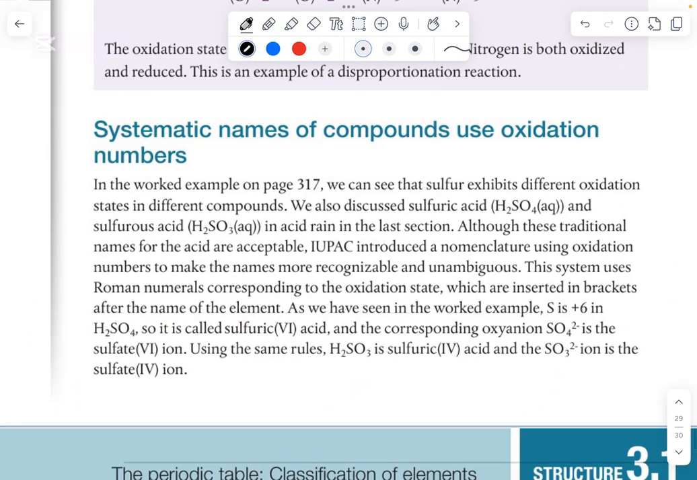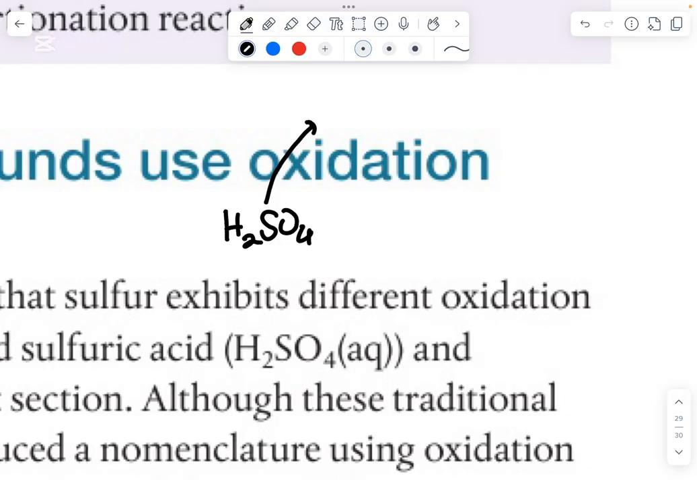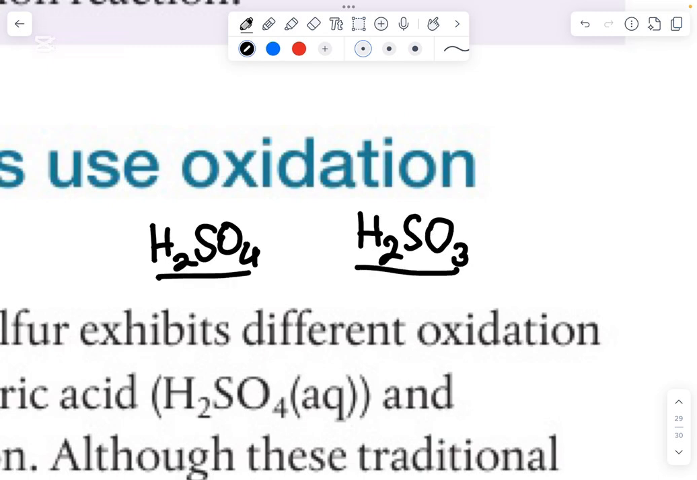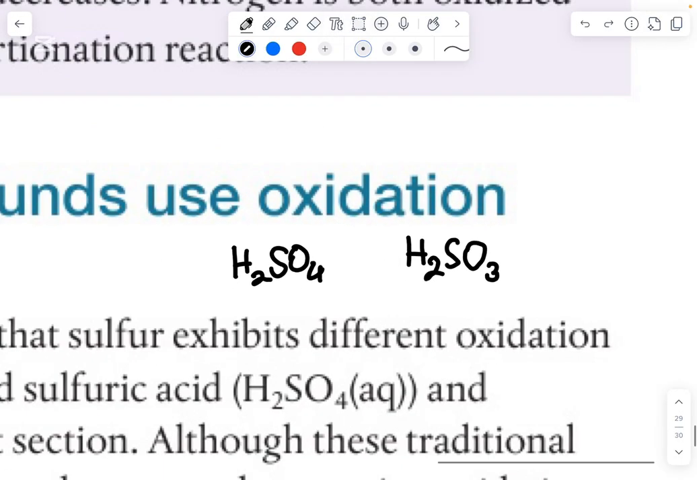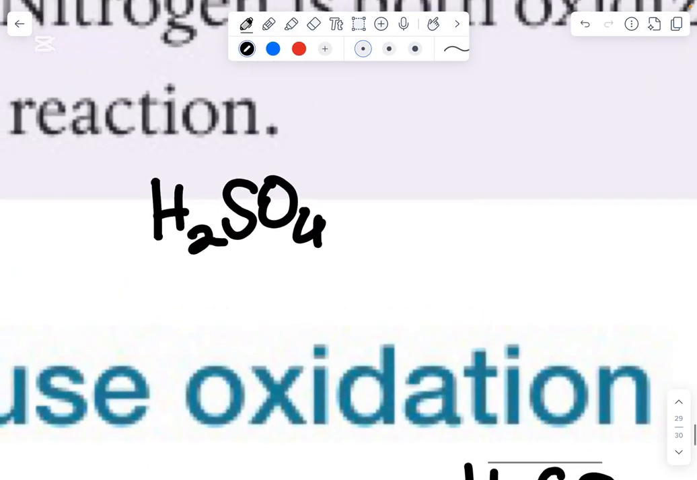Systematic names of compounds use oxidation numbers. So let's talk about sulfuric acid. Since sulfur can have a varying oxidation state, we go off of that to assign names. As you can see, both are sulfuric acid, but they have slightly different conformations. So let's talk about the oxidation state of sulfur.